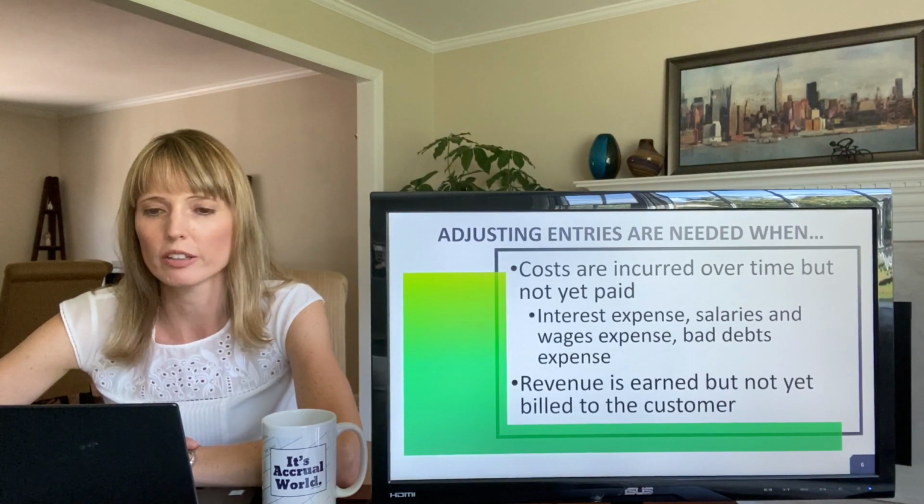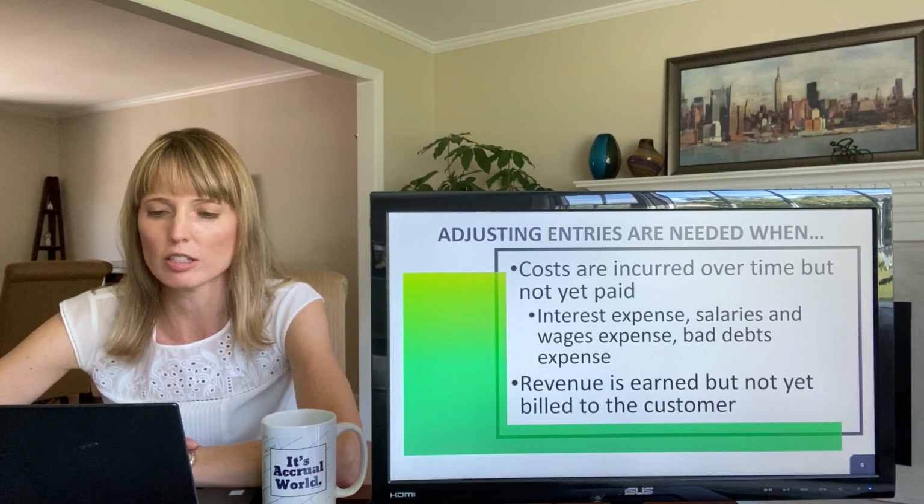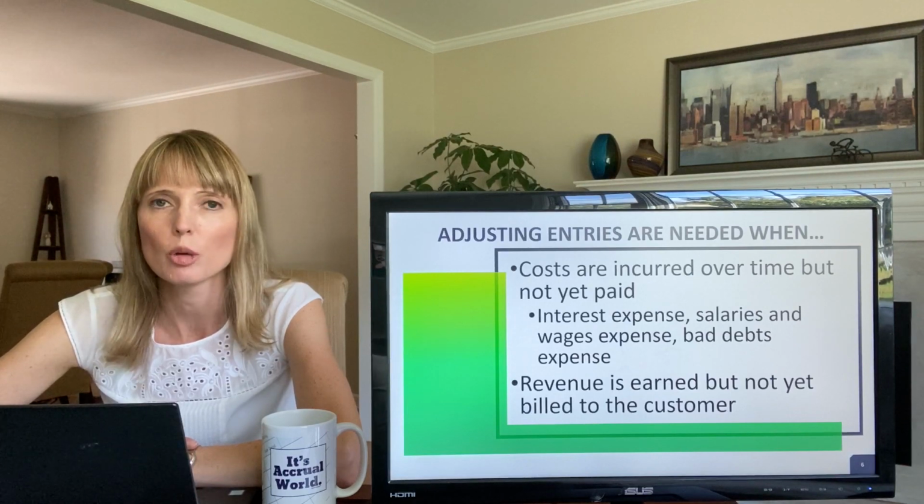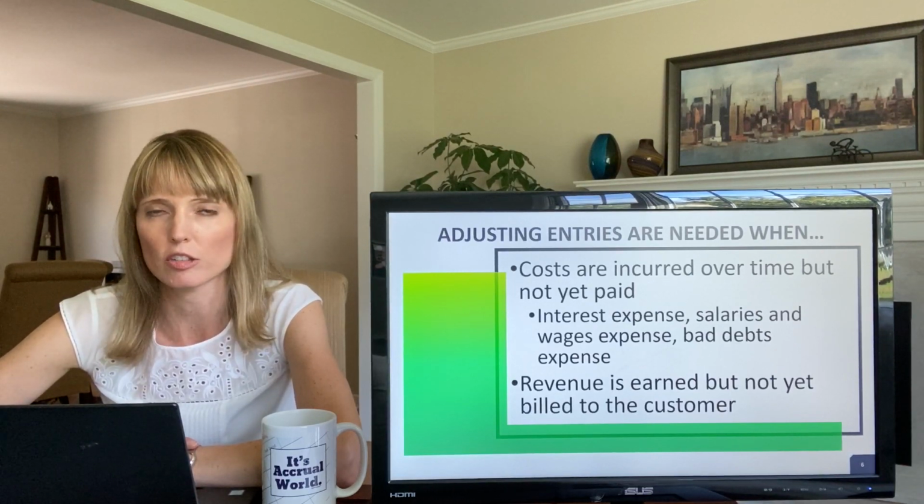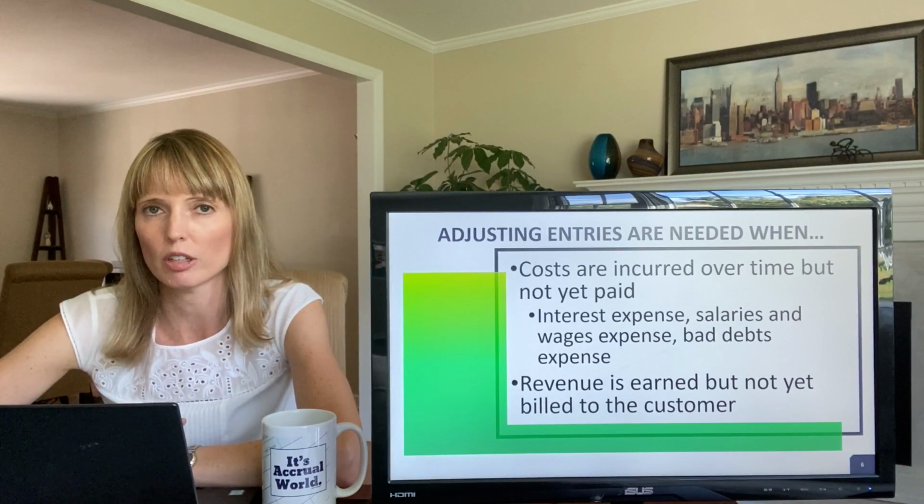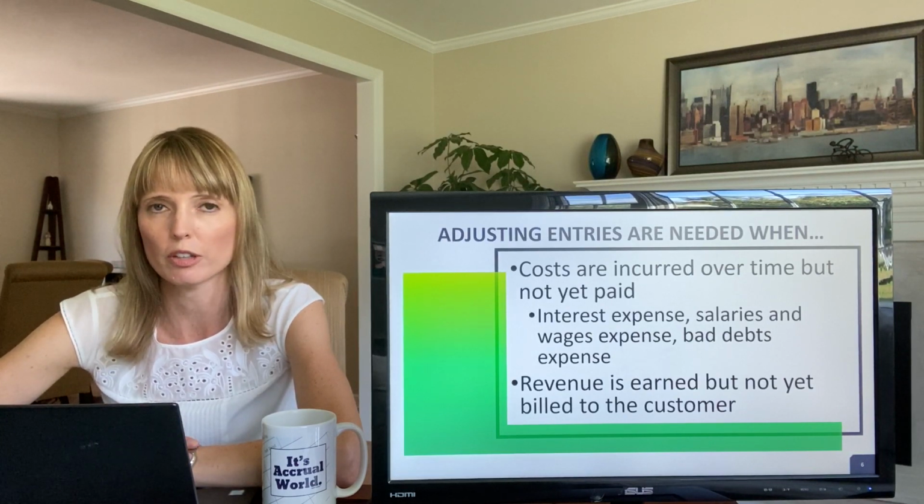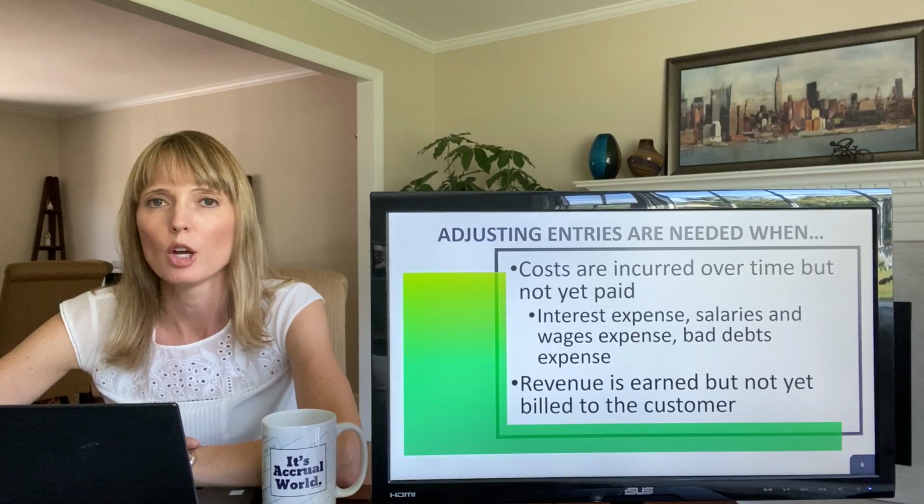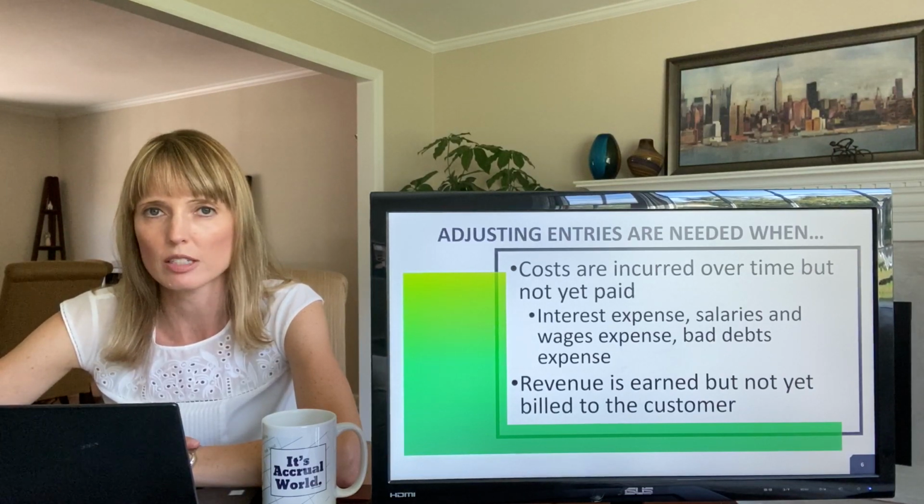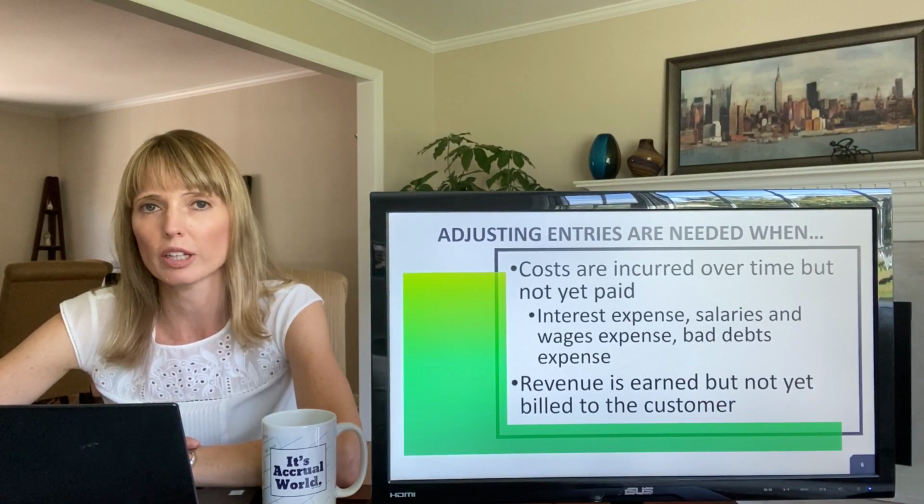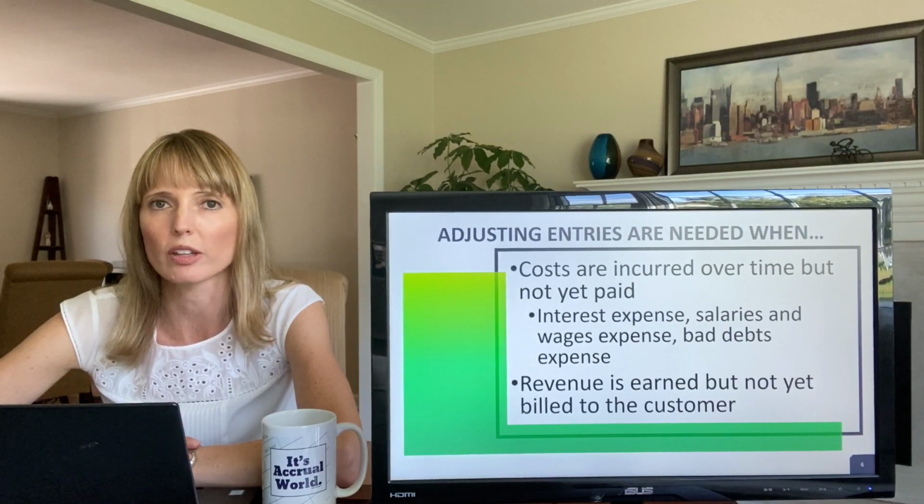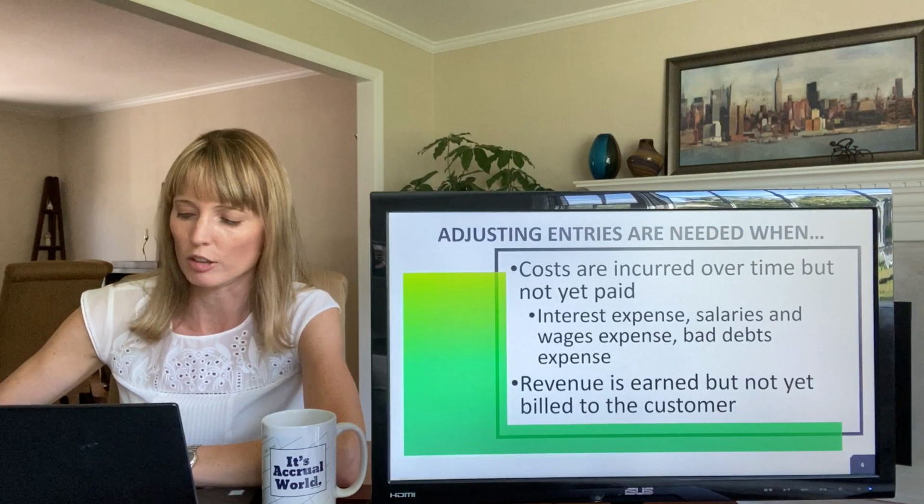The last category of adjusting entries is necessary when revenue is earned, but no bill has been sent to the customer. It's typically the act of billing the customer that prompts the accountant to record the sale and the account receivable. But if no bill is prepared and sent, not yet, then the accountants still have to remember to record that account receivable and that revenue. The accountant does so as an adjusting entry.